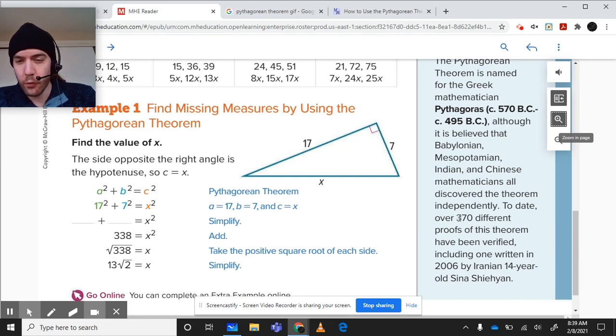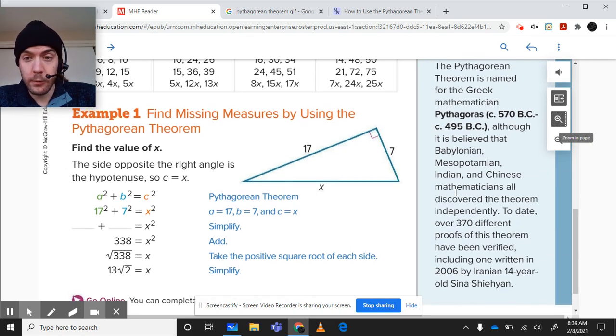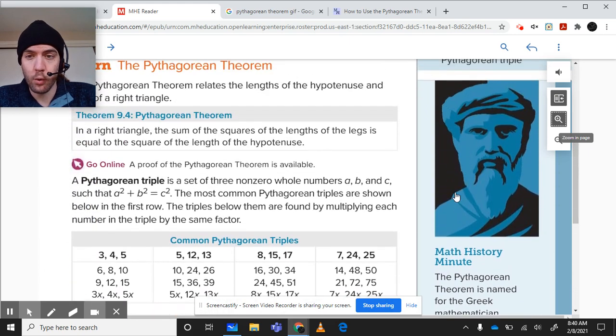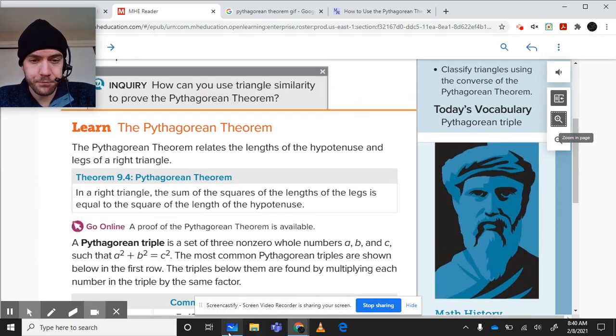To date, there have actually been 370 different proofs of this theorem that have been verified. So 370 different ways to prove that this is true, including one written about 15 years ago by a 14-year-old in Iran. Now, why do we have 370 different proofs? Why are people so interested in proving this over and over? Why is this such an important subject in geometry?